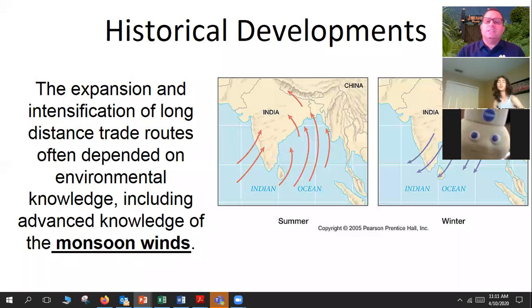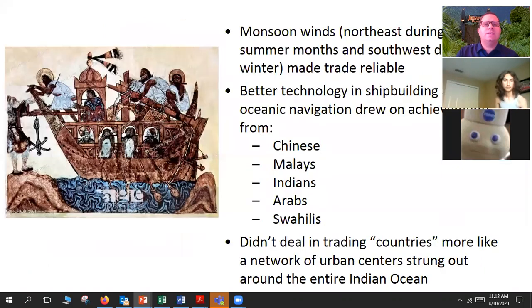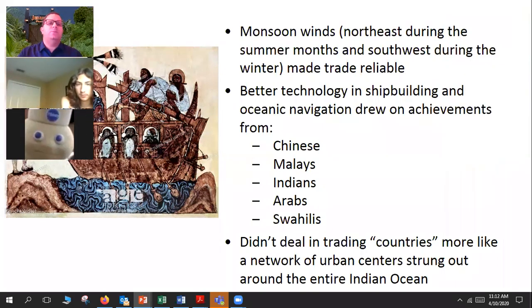Now, one of the things that governs the Indian Ocean trade, if you remember, are the monsoon winds. There's no way that Indian Ocean trade is going to happen without knowledge of the monsoon winds. These are very heavy wind storms that dictate the direction of trade and when trade can take place. During certain times of year, for example during the summer, the winds blew to the northeast. During the winter, the winds blew to the southwest. So they always moved in that sort of diagonal pattern.